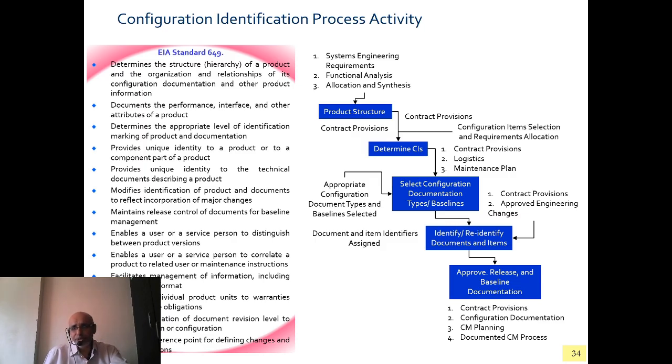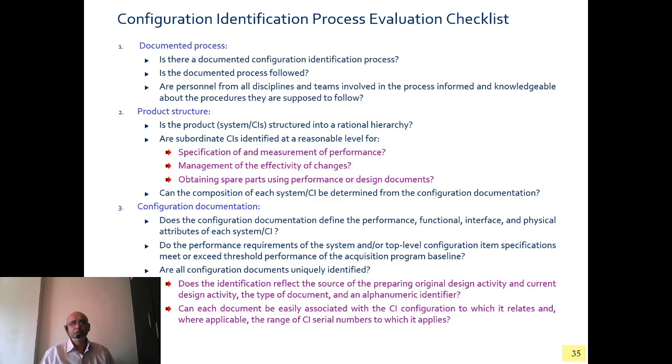determination, determination of CI, selecting configuration management baseline, identifying, re-identifying. Maybe your first time identification has given you nothing, but the second time it may give you something, right? And then approve, release and baseline the documentation. Why baseline the documentation? So that in the further sequence of work, it can be referred to.